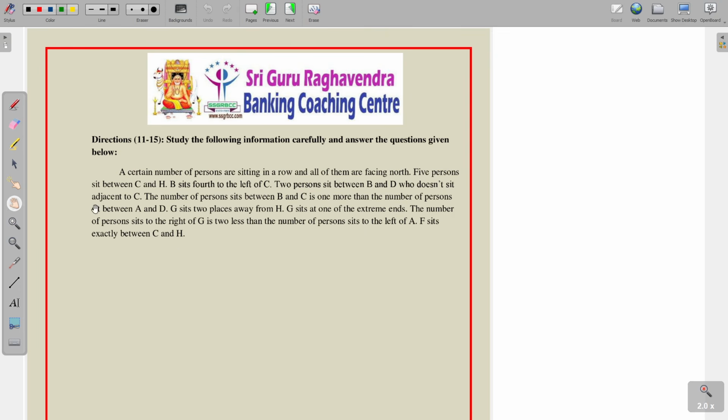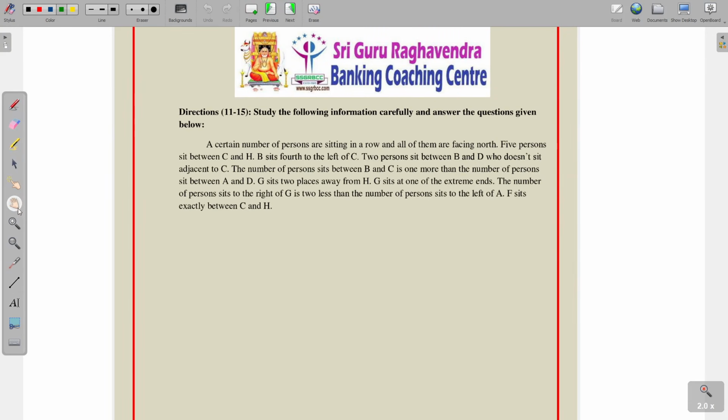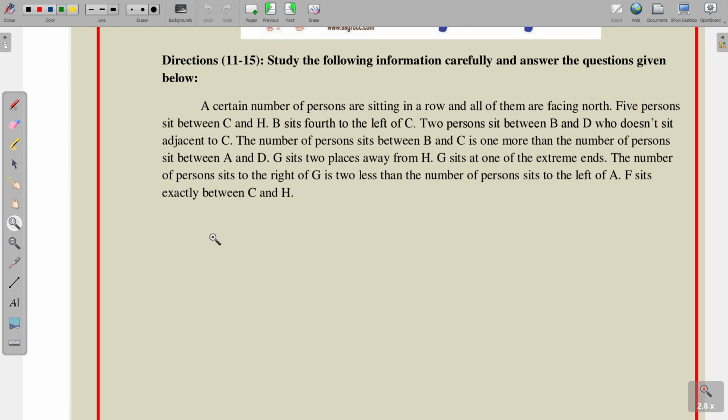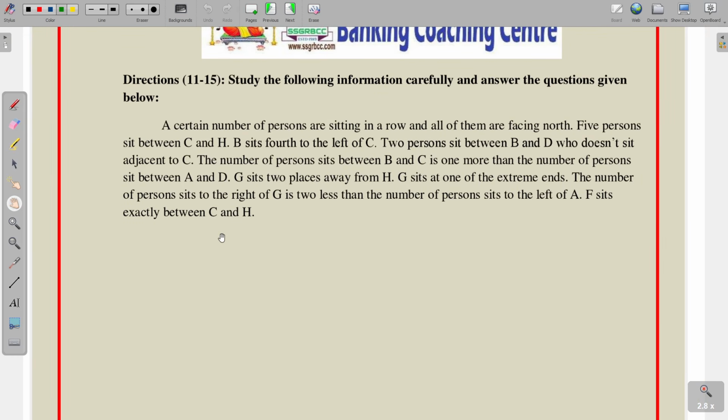Next question number 11 to 15. We have one more puzzle is there. See the first one. A certain number of persons are sitting in a row, all of them facing north. So uncertain number, all of them facing north direction.